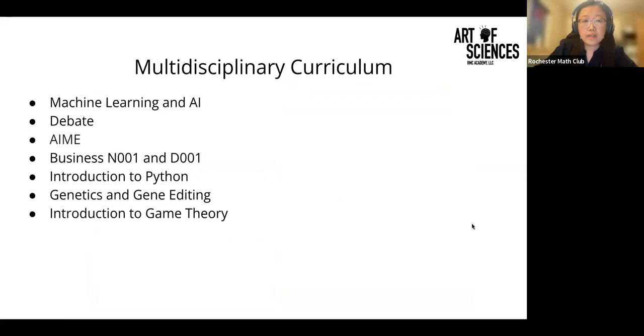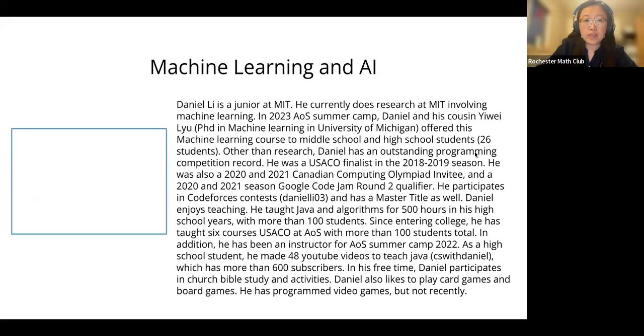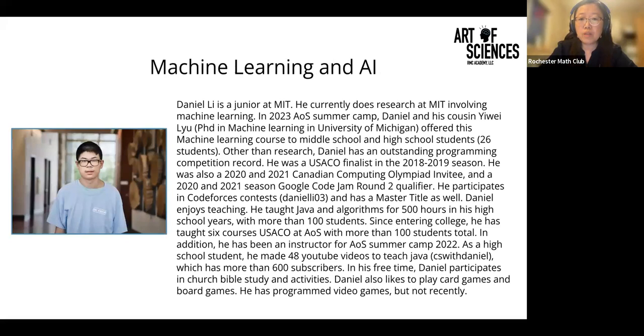For today's information session, we are going to go through the introduction of each class in this order: machine learning and AI, then debate and AIME, business and Python, genetics and gene editing, and the last one will be game theory. Now we are going to let Daniel introduce himself, and for all the faculty, when you need to go to the next slide, just let me know and I'll do the click.